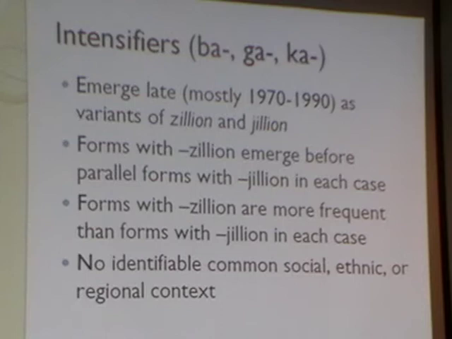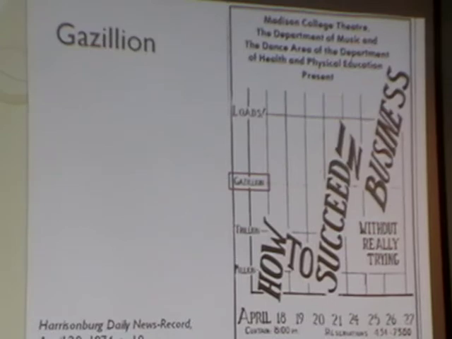These are, with one exception, very, very late, 1970 to 1990. So the one exception is here, from the New York Times, where the word bazillion is in an ad from 1939. I find this very weird, and I don't know what the explanation is, but I'm looking into it. But most of them are quite a bit later.